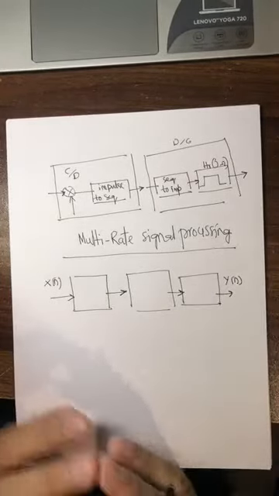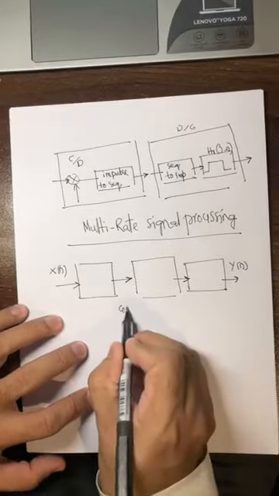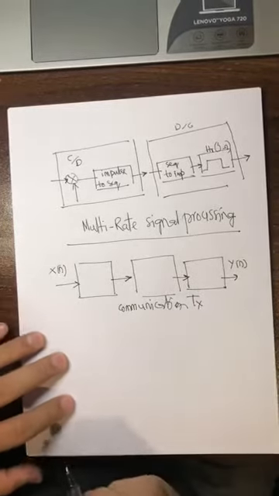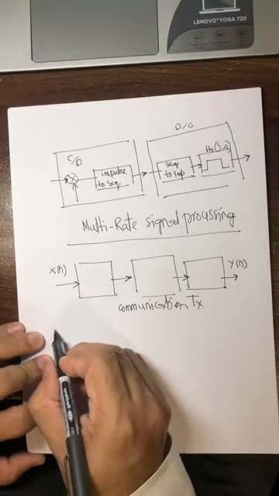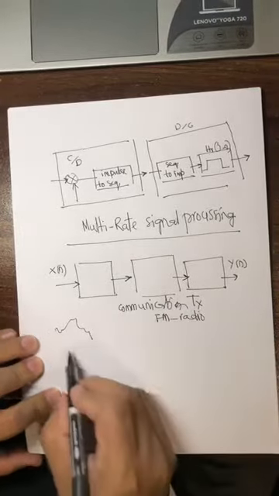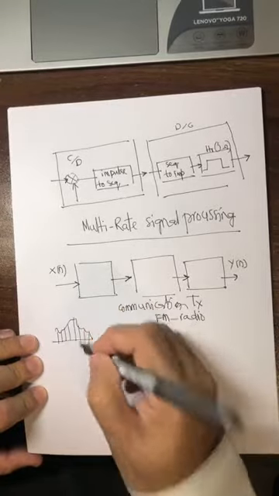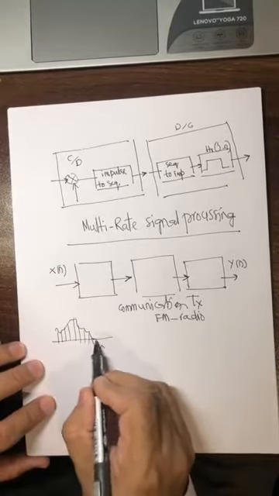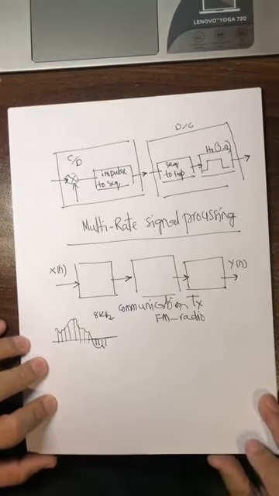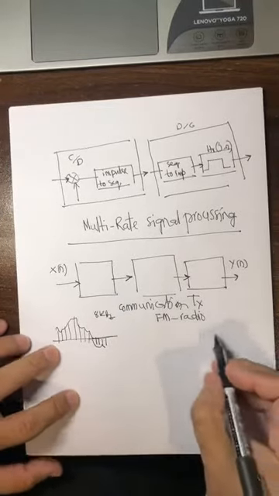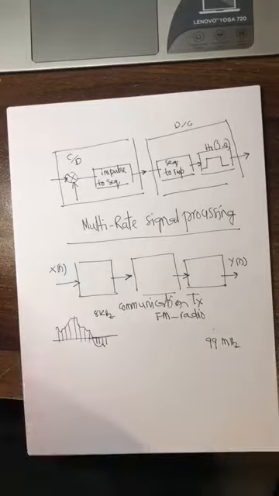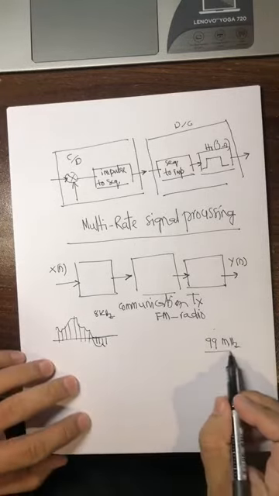For example, I give you an example of a communication transmitter or receiver, let's say a transmitter. A transmitter takes voice, you're talking, let's say an FM radio. It captures your voice, and voice usually is sampled at 8 kilohertz. 8 kilohertz is the sampling rate. But let's say I have this channel which is 99 megahertz. So once I am going to transmit this signal, it has to be at 99 megahertz.